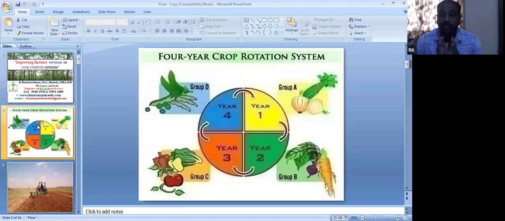Crop rotation is one system, and n number of crops are produced block-wise, because here I put 1, 2, 3, 4. That means we divide the 1 acre land into 4 parts. It does not mean putting the whole 1 acre under group A vegetables or group C, then changing next year. Instead, we divide that particular land into the maximum number of parts.